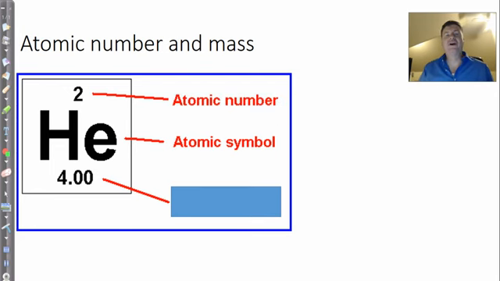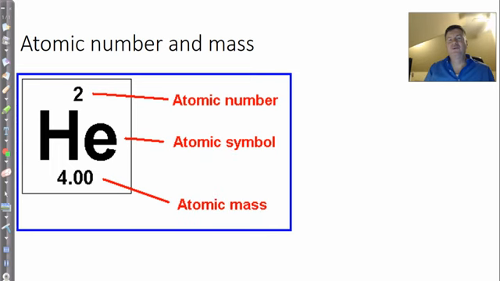The number at the top refers to what's called the atomic number, and that tells you how many protons that particular element has. And the number at the bottom is the atomic mass, which is a combination of the protons plus neutrons.